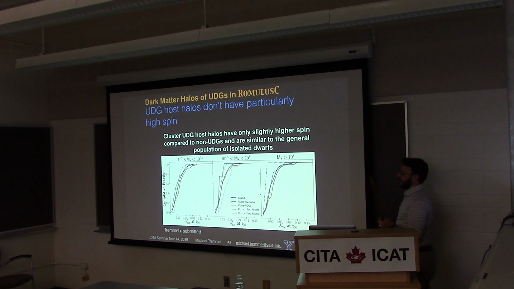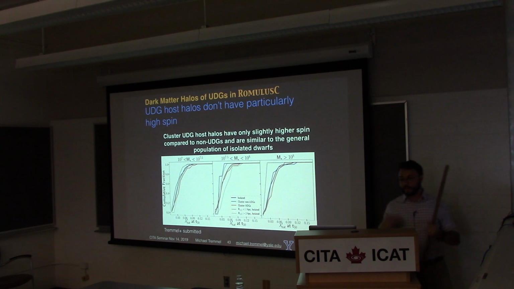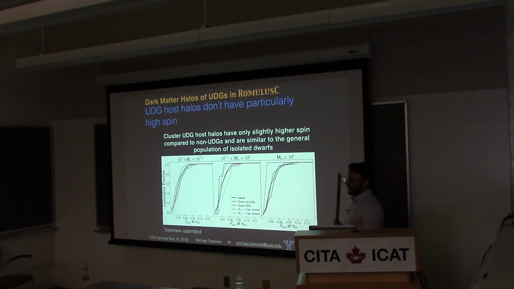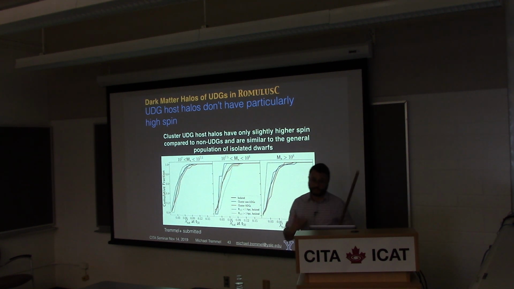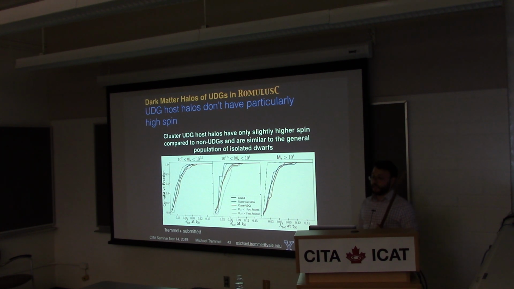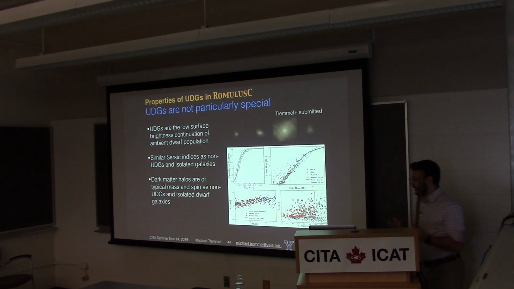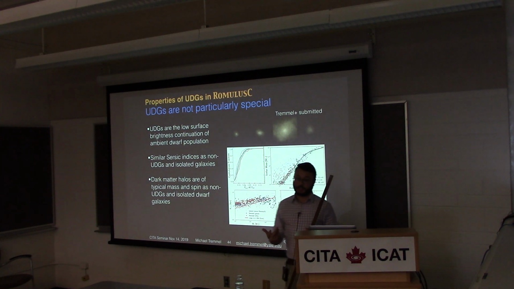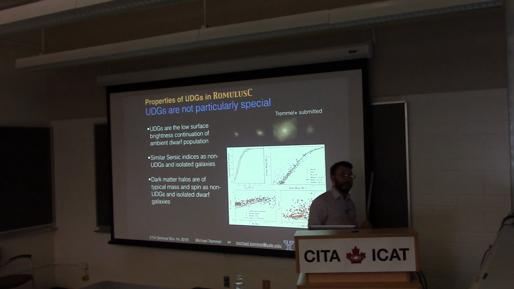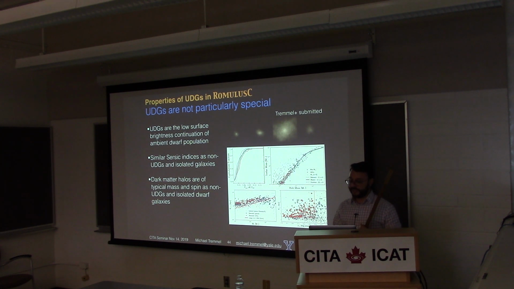Similar with the spin of the halos. This has been another mechanism that's been put forth, that maybe halo spin, very high spin halos, are the reason why you get ultra-diffuse galaxies. But again, that's not the case here. UDGs and non-UDGs have similar spin, and they both have similar spin when compared to normal isolated galaxies in the Romulus 25 simulation. Overall, just looking at the properties of these galaxies and their dark matter halos, there's nothing special about them. And so the question remains, what about the cluster environment helps these galaxies form in such high numbers in dense environments? And so for that, we look at the evolution of these galaxies over time.